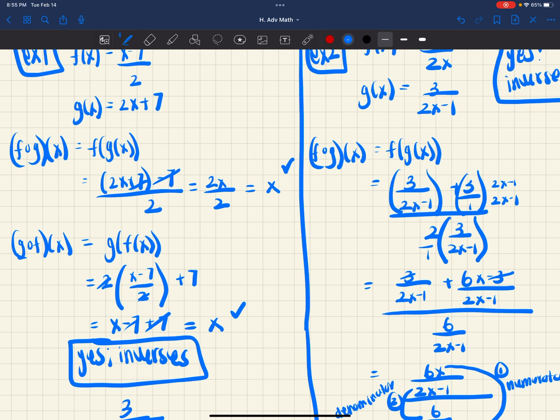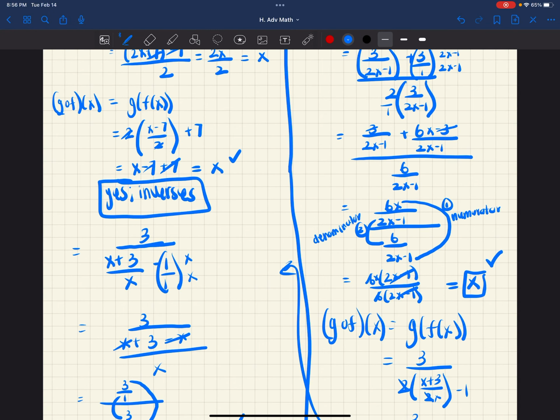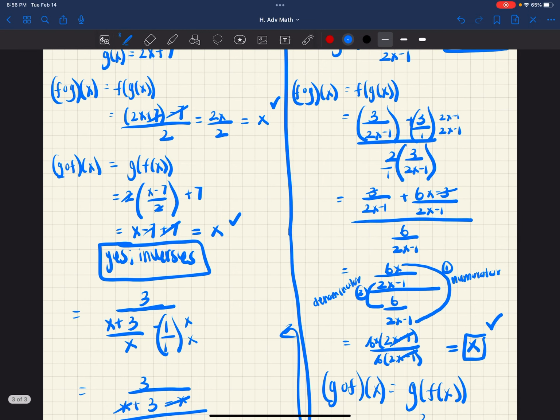If they did not, I know that I didn't give you guys an example. I just realized right now that I didn't give you guys an example where it doesn't simplify down to x. But if they don't simplify down to x, then you would say that they're not inverses of one another. If you need an example of that in class, just let me know.